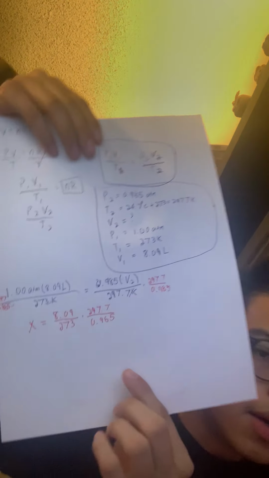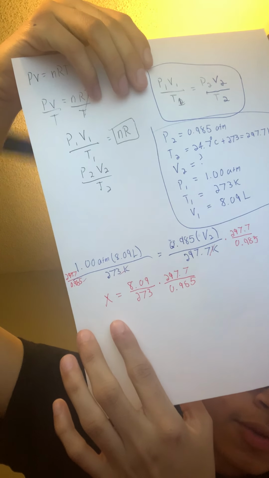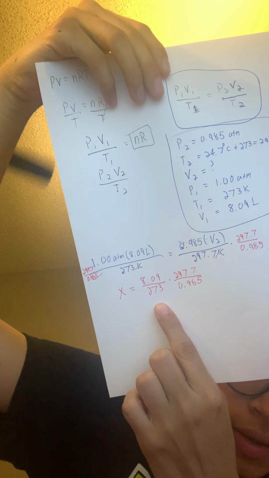Okay, so we have x is equal to 8.09 over 273 times 297.7 over 0.985. So I got the variable on one side. That's supposed to be V2, but I put x for our variable. So then from there, we just have to do the math.